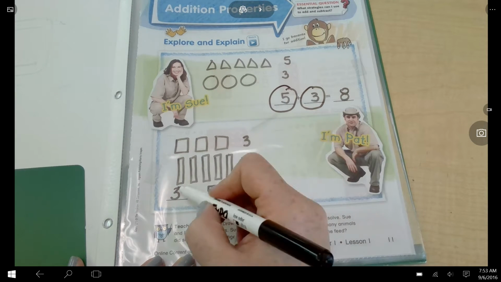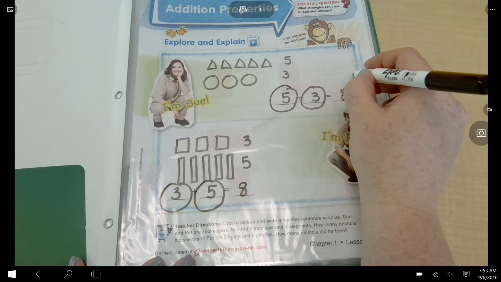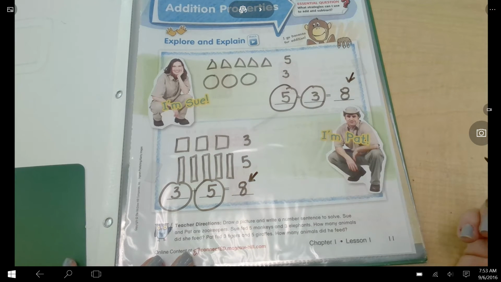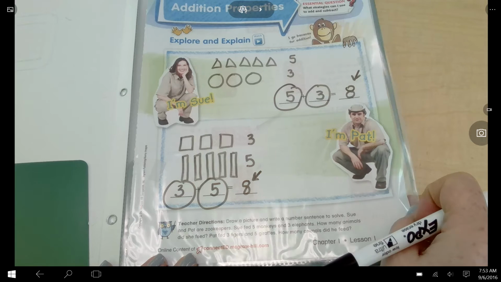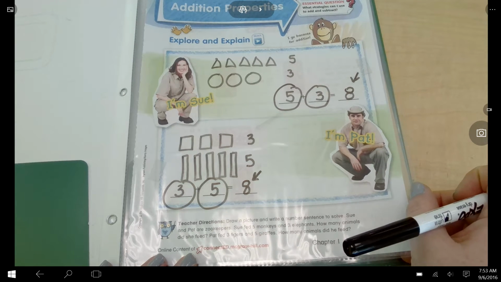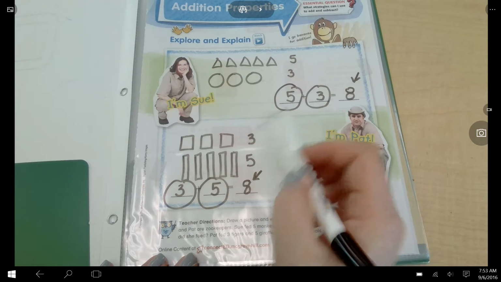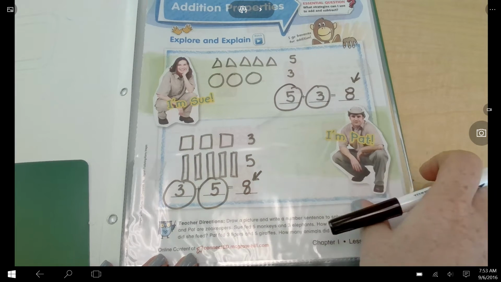These numbers and these numbers. But guess what? Our answer stayed the same even when we switched the numbers around. That's called the commutative property. Say commutative property. Commutative property means I can switch my add-ins, that's this number and this number, and still get the same sum, my answer. Let's look at the next page.